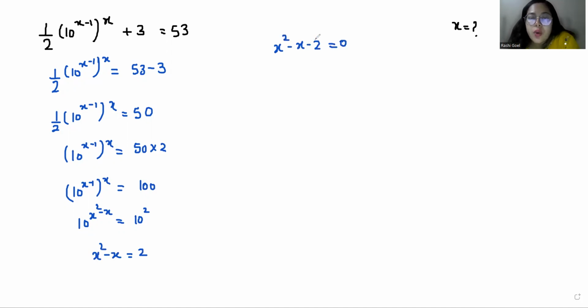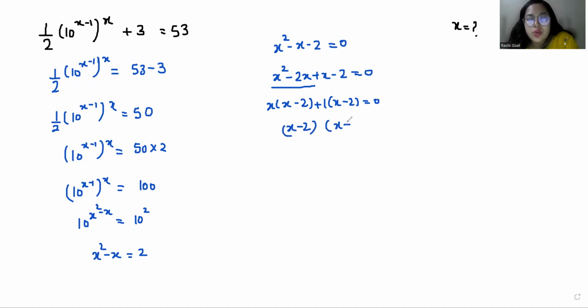Now it looks like a quadratic equation. So we can do the middle term split. So x^2 - 2x + x - 2 = 0. For the first two terms, I can take x as common, so x(x - 2). If I take 1 as common, so (x - 2). So x - 2 is common. So (x - 2)(x + 1) = 0. So x = 2 and x = -1.